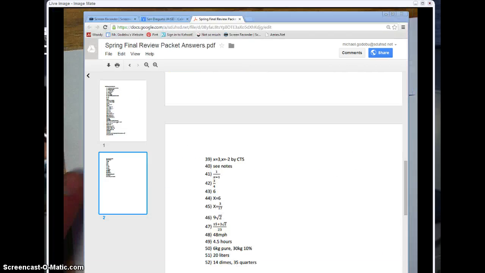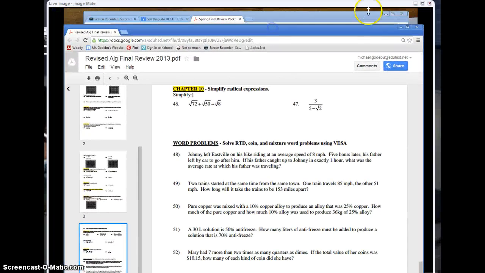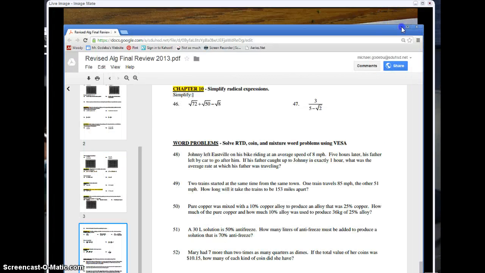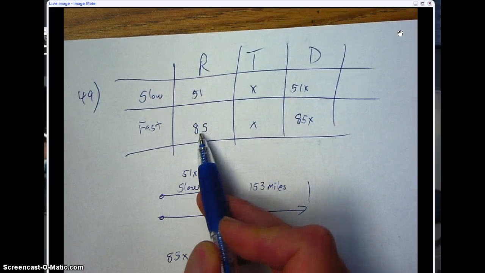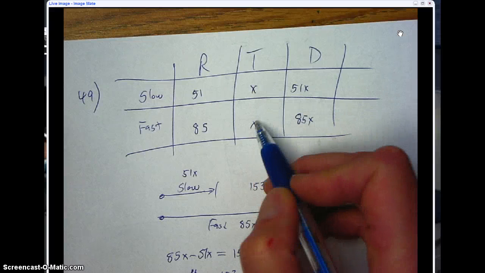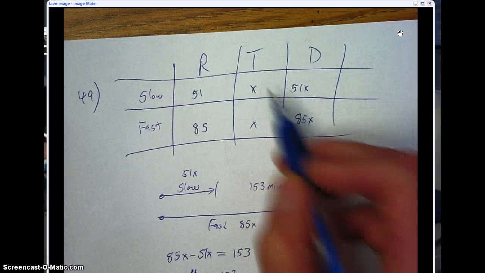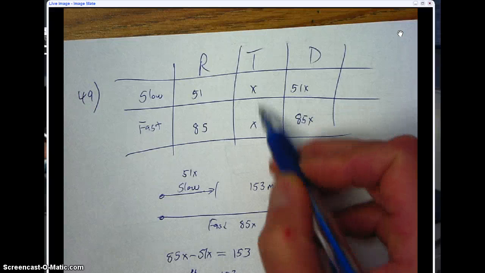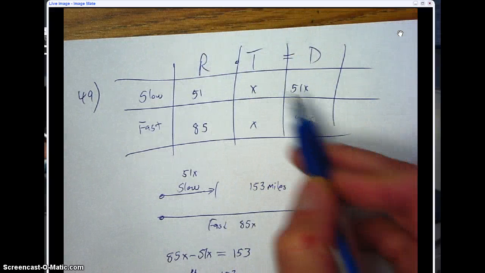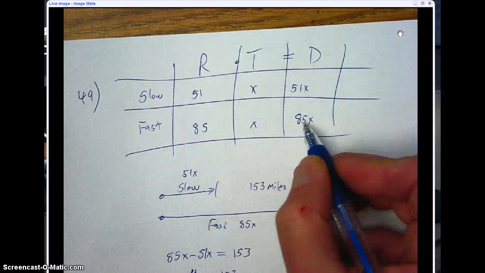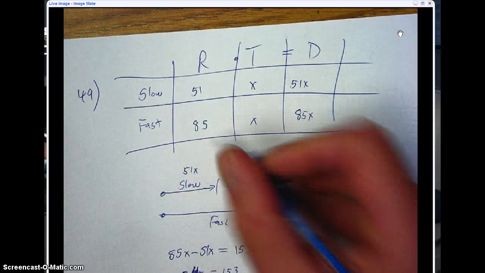So let me take a look at the chart that I have set up for you here. So you've got a slow train at 51, a fast train at 85. It wants to know how long until one is a certain distance, 153 miles, ahead of the other. So the time is the unknown value here. So again, R times T equals D, so that times that is his distance, and that times that is his distance. And I've drawn a little diagram here.